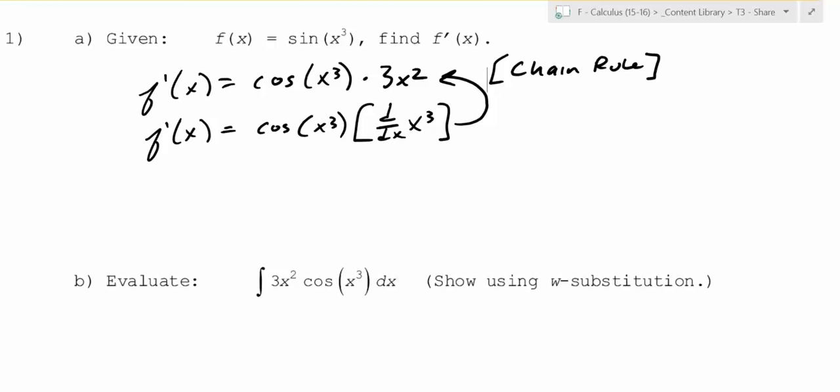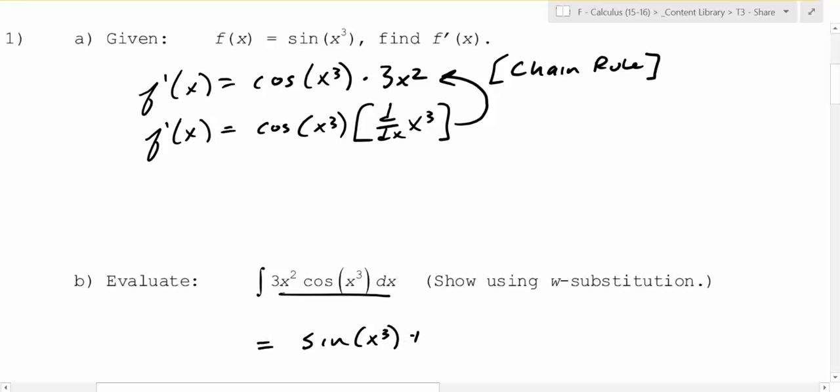what is the integral? Don't write anything down, just look at the board. What is the integral of 3x squared cosine x cubed dx? What is the integral of this? What is the integral of that going to be? Sine of x cubed, exactly. Sine of x cubed, and you put the plus c on there.